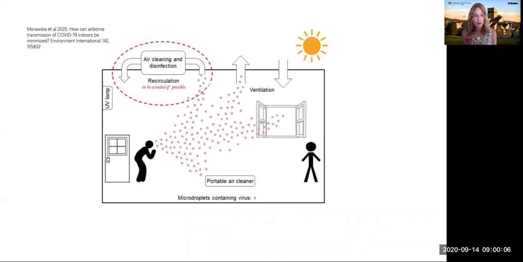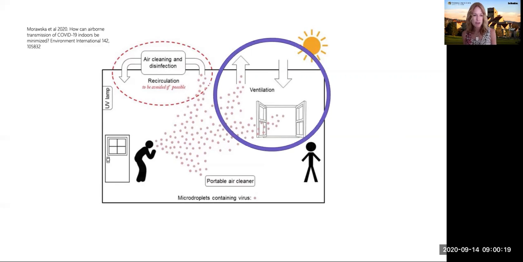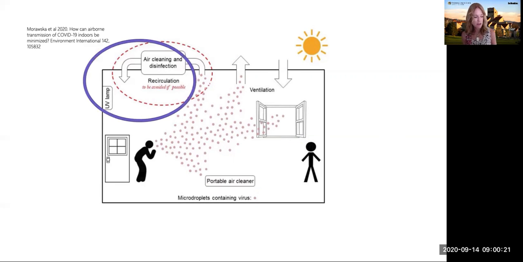This article that we wrote, in a collaboration of international scientists, draws our attention to how we might be able to minimize the release of aerosol and the buildup of aerosol that contains virus indoors. And we focus on ventilation, portable air cleaners, and UV disinfection. And I will comment on all 3 of these approaches to modulating the concentration indoors.